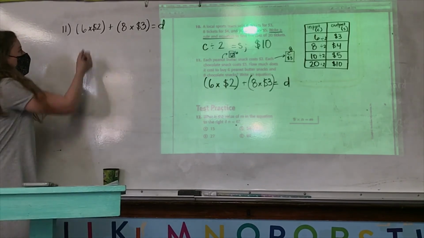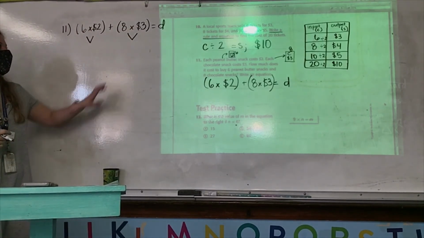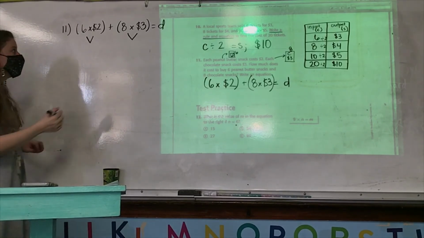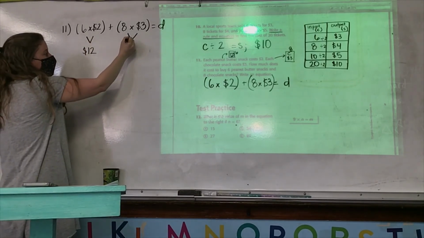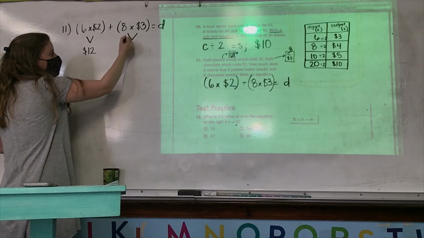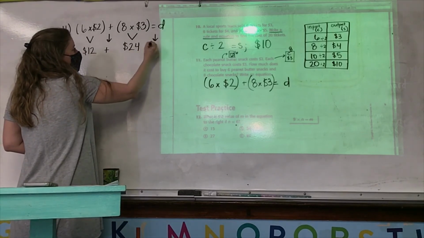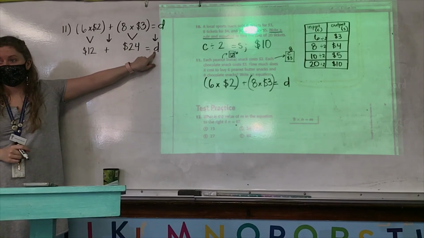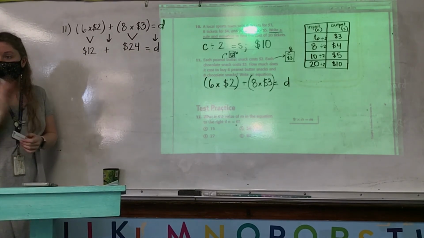Yes. So, I know I'm solving 6 times $2 and 8 times $3. 6 times $2 is what? $12. 8 times $3 is $24. Bring down my plus sign and my variable. I don't have a line, I have a variable, so I need another caret, right? Do I have any more parentheses? No. So I move on to step 2.